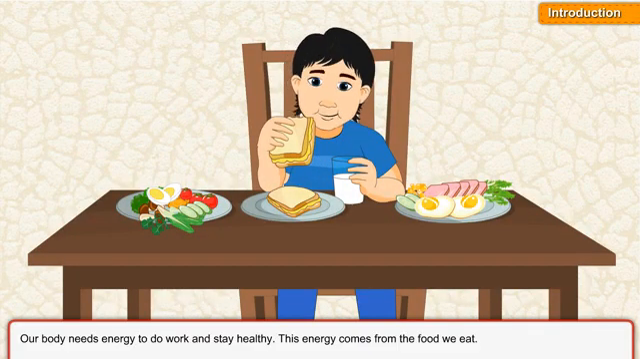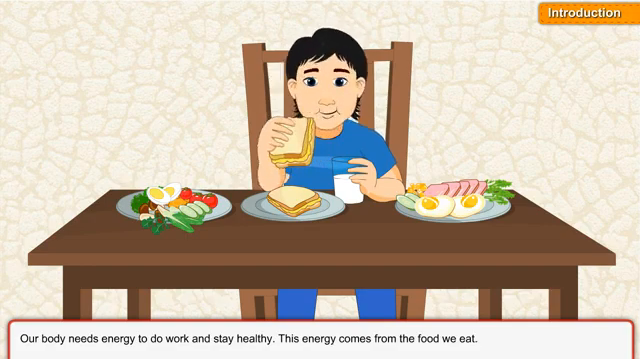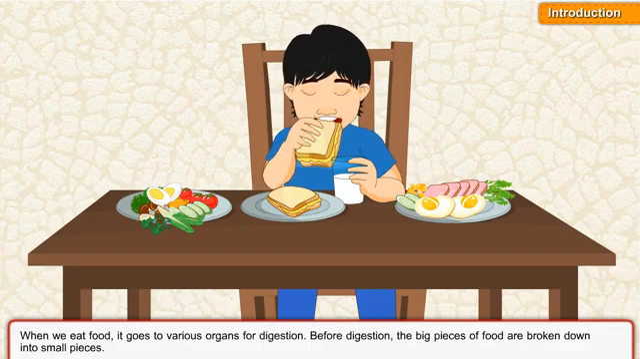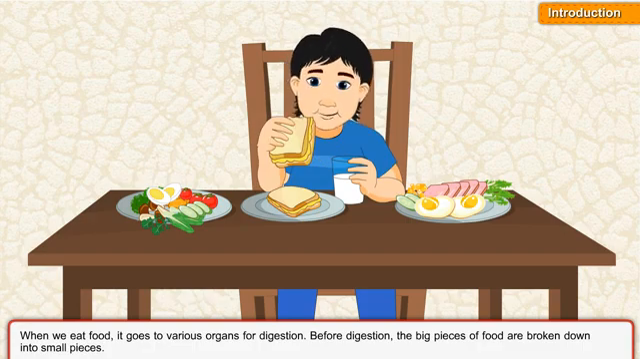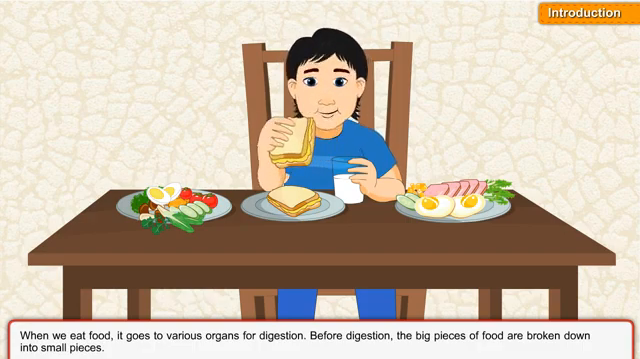Our body needs energy to do work and stay healthy. This energy comes from the food we eat. When we eat food, it goes to various organs for digestion. Before digestion, the big pieces of food are broken down into small pieces. Let us discuss about our digestive system.